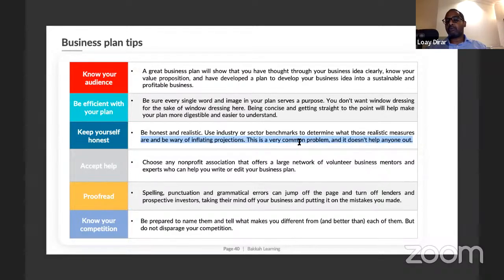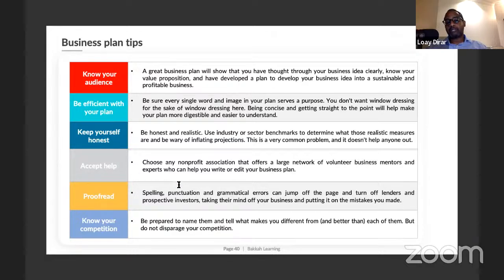This is a very common problem and it doesn't help anyone out. This is commonly found nowadays, that many youngsters or many entrepreneurs who just want to make it think that establishing a business is very easy. Just copy paste a business plan. They just submit it, and they think that it's going to be easy to submit it to a bank. By the way, banks are very aggressive when it comes to assessing business plans. So be aware of this part.